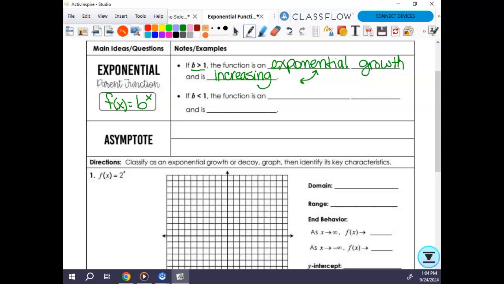If b is less than 1, and really it's not going to be negative, so it should be between 0 and 1, the function is an exponential decay and is decreasing. Now, there's other ways we could get it to decrease, but when we're talking purely the parent function, just a very basic exponential, this one would look like this. Well, shoot, something like that.